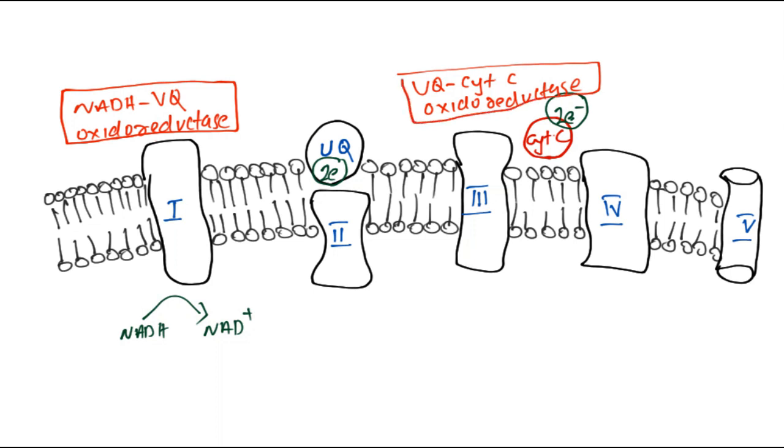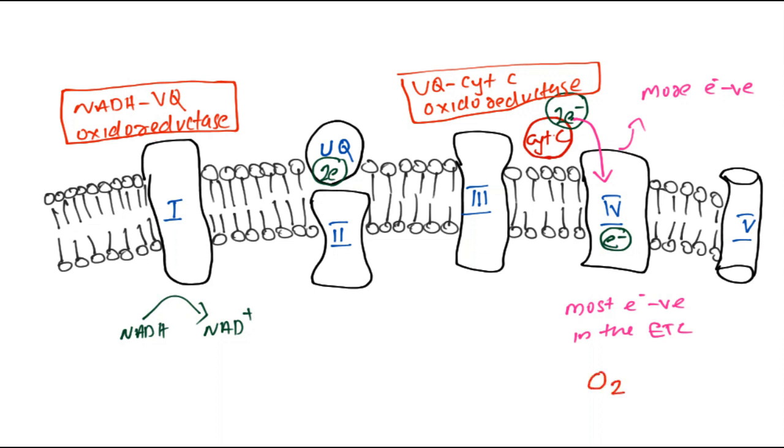We shall proceed further here. You know that complex 4 is more electronegative than cytochrome C, so the electron from cytochrome C will easily go into complex 4. Here the most electronegative molecule in the electron transport chain comes in, none other than oxygen. The oxygen will accept the electron from complex 4. And everybody knows this reaction: the oxygen will combine with hydrogen ions and electrons in the matrix to produce water.